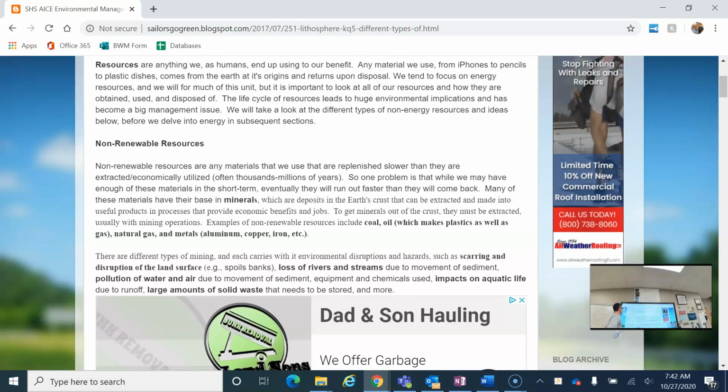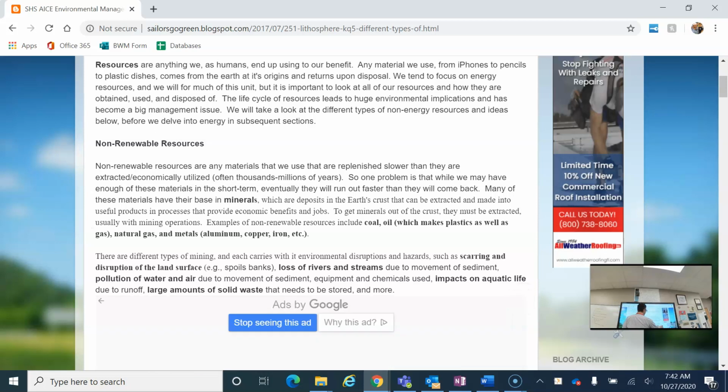All right. So non-renewable resources. Non-renewable means that it is a material we use that's replenished slower, it goes back to its original form slower than we use it. Therefore, if we use it all up, it's going to take a long time for it to come back to its original state, probably longer than we'll be alive. So often thousands to millions of years.